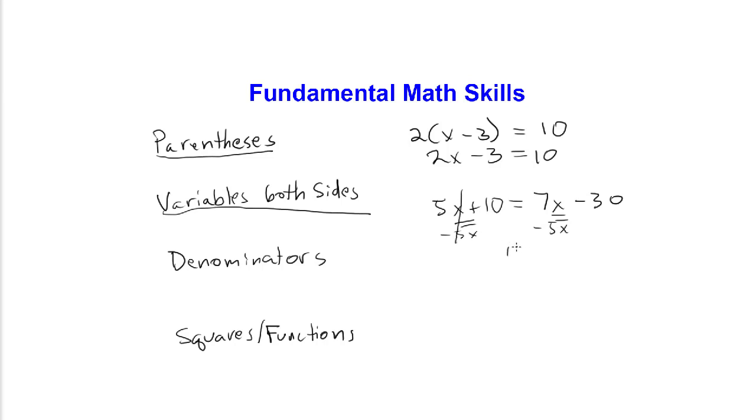That cancels. I end up with 10 equals 7 minus 5 is 2x minus 30. I'll add 30 to both sides. 2x equals 40. x equals 20. That's how we deal with variables on both sides.